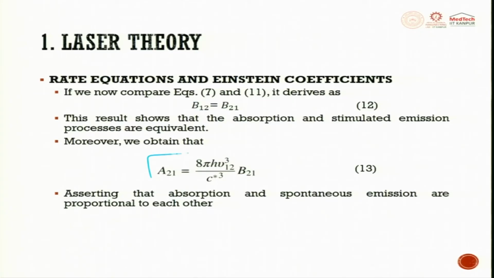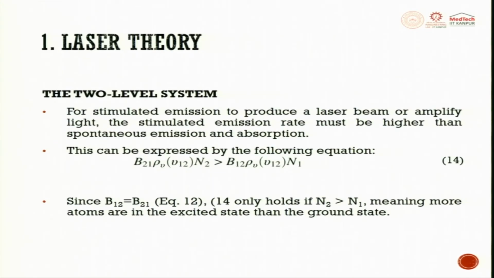Then we get to know more about A21, which is proportional to h nu cubed times B21, where h is Planck's constant. So, you see all the proportionalities we have discussed in the previous slides, asserting that absorption and spontaneous emission are proportional to each other. Now, I was talking to you about the 2-level system and the 3-level system.